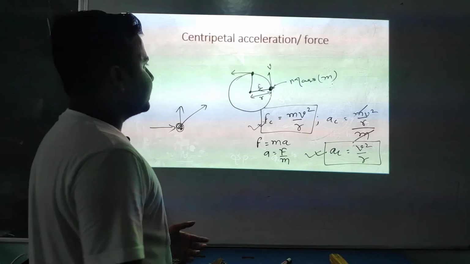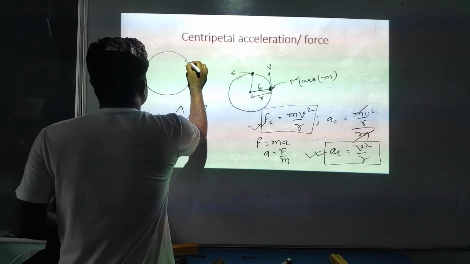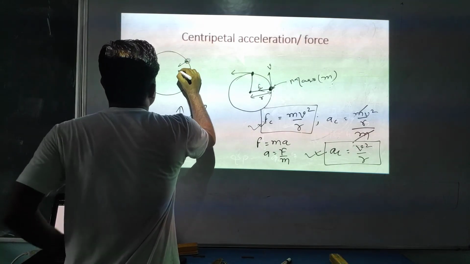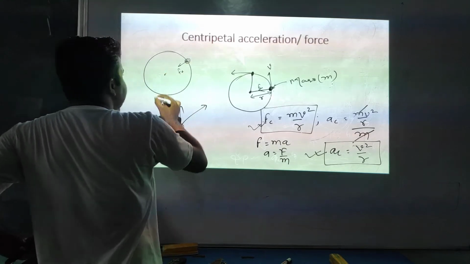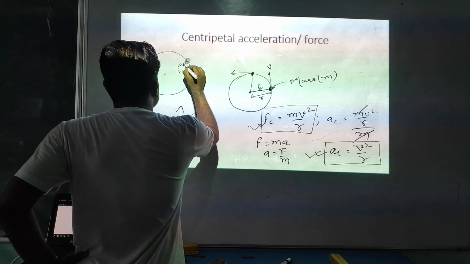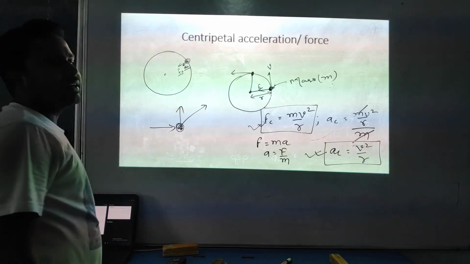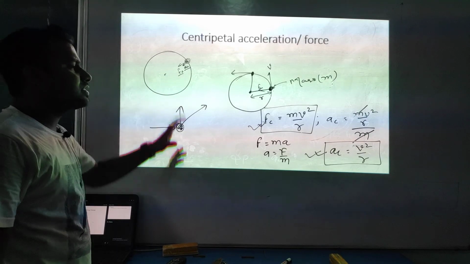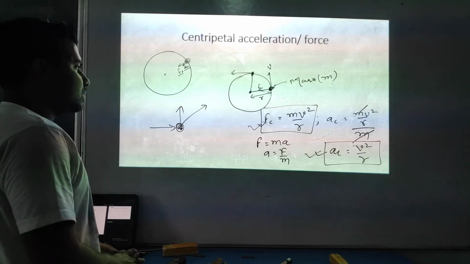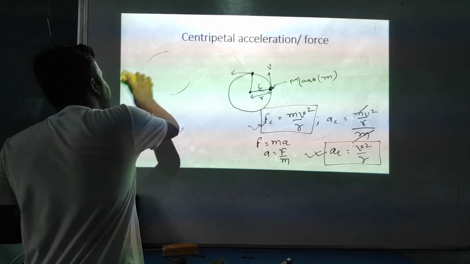What is the direction? Like I am drawing a separate circle here. Look at this. Here the direction of Fc, the centripetal force, is always towards the center, and acceleration is also in this direction. The direction of force is the same direction you will find the acceleration. This is called the centripetal acceleration. The formula is important, student. You will get questions based on this.